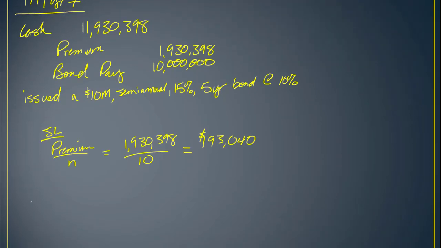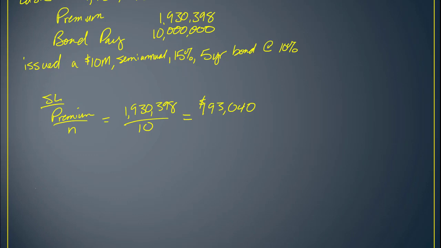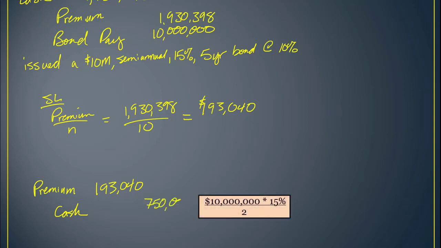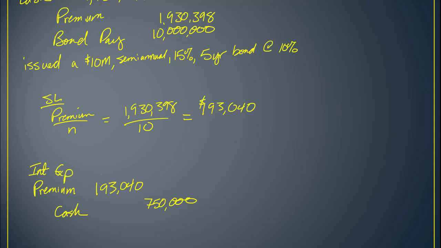So just for fun, let's do the interest payments. Let's see, we'd get rid of some premium. It's got to be a debit because we have a credit up here. Cash, we calculated as $750,000. Interest expense in the straight line method is our plug figure. So $556,960, and this is our interest payments.